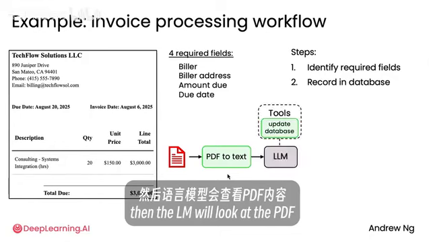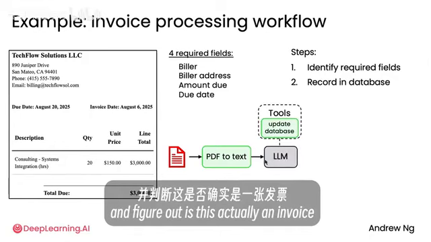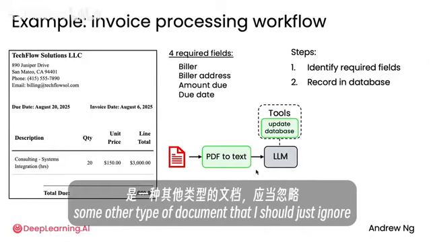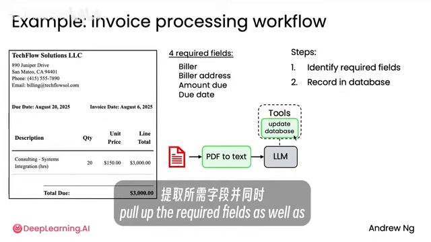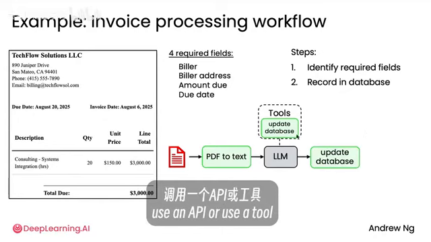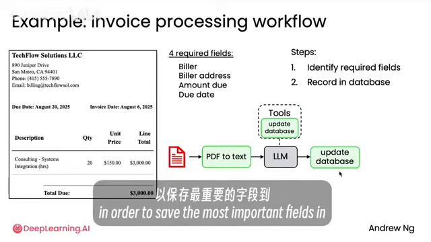Then the LLM will look at the PDF and figure out, is this actually an invoice? Was this some other type of document that it should just ignore? And if it is an invoice, then it will pull out the required fields as well as use an API or use a tool to update the database in order to save the most important fields in the database records.